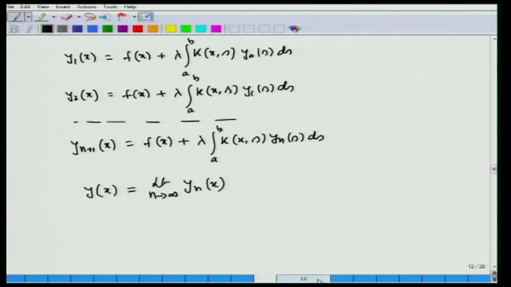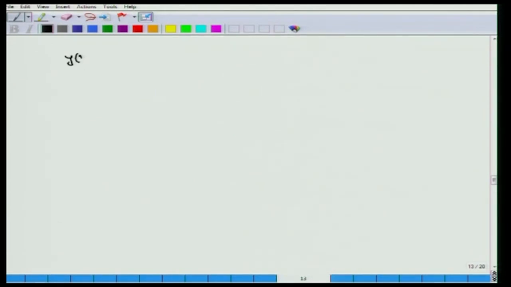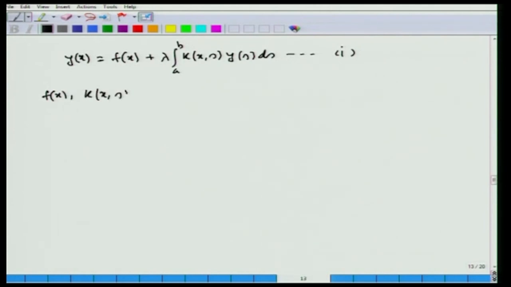So, for the convergence criteria, first of all we denote this equation y(x) equal to f(x) plus lambda integral from a to b k(x,s) y(s) ds as number 1. Secondly, f(x) and k(x,s) are continuous on the interval [a,b] and [a,b] cross [a,b] respectively. And with this, we are going to proceed to the proof of the convergence.